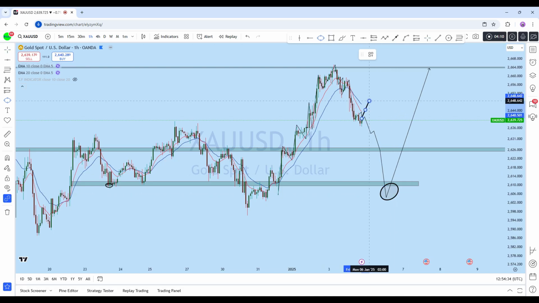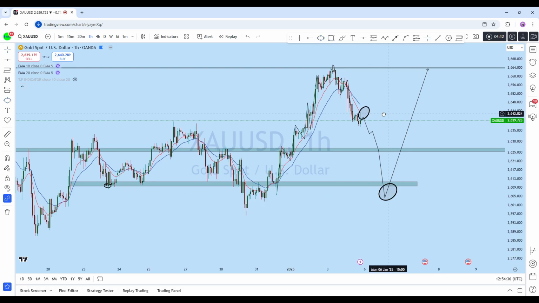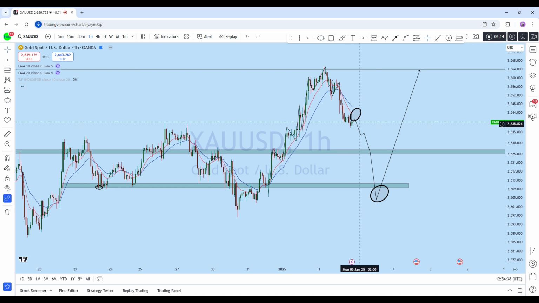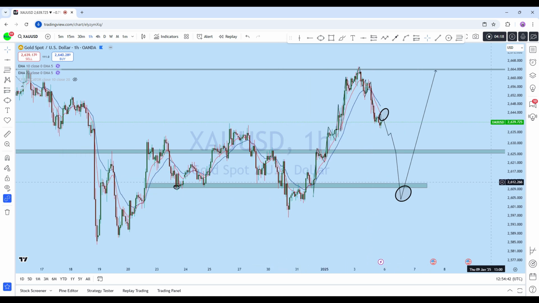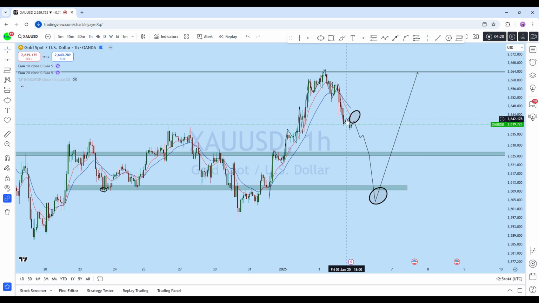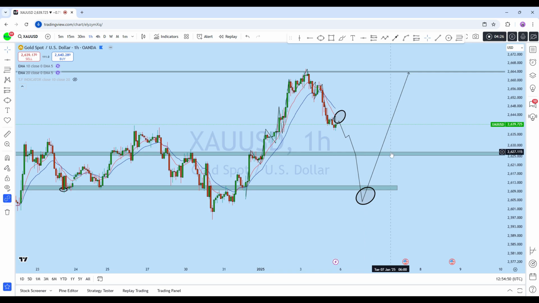So in the beginning of the week, potential bearish price action, and we might see further selling opportunity, and this could be the zone that we can look at throughout the week for a potential trading opportunity. And this could be the wave for the upcoming week on XAUUSD.